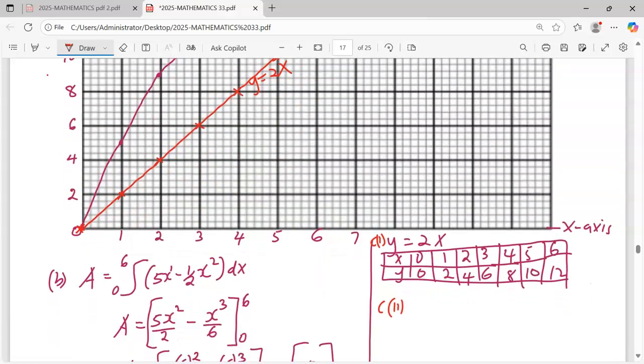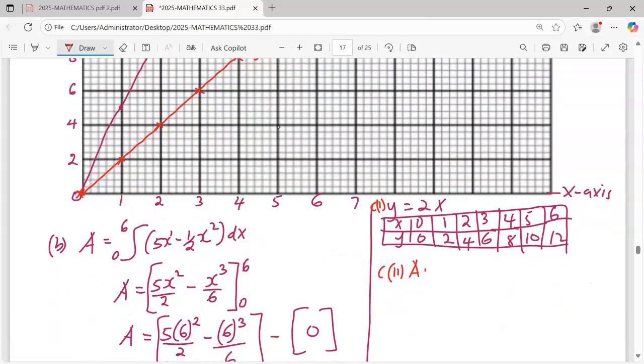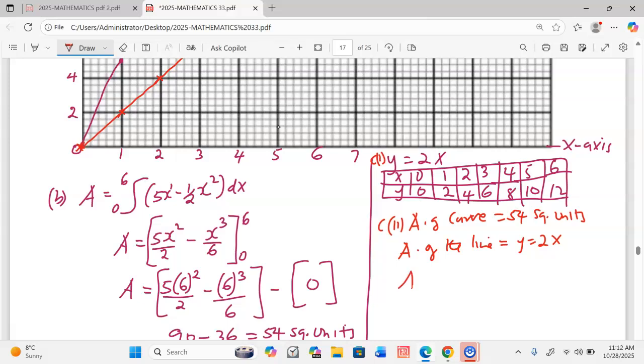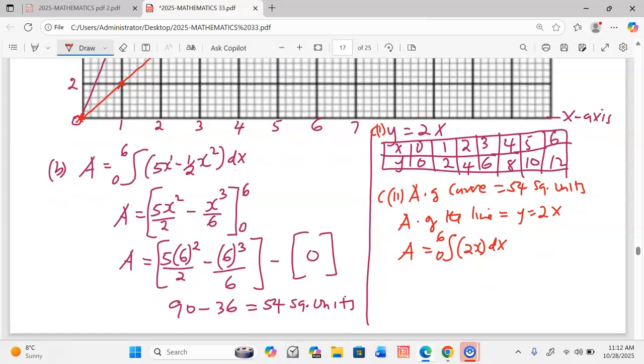So the first thing we are going to do is that area of the curve has already been found to be 54 square units. So we are now going to find the area of the line. The line we have is y is equal to 2x. That means area will be obtained by integrating between the limits 6 and 0. So we are going to have 2x. Then we are going to integrate this with respect to x.